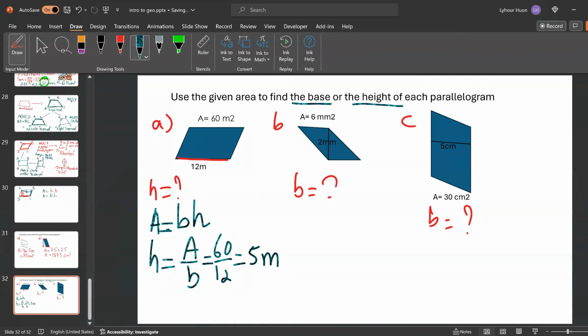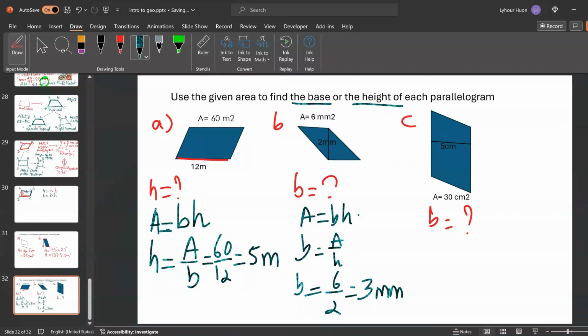Next, for B, we are looking for the base. What is your answer? The base I got 3. Okay, yes. So for B, we do the same with the formula base times the height. To find the base, it's area divided by the height. So the area is 6, divided by the height, 2, is 3 millimeters. Yes, millimeters.